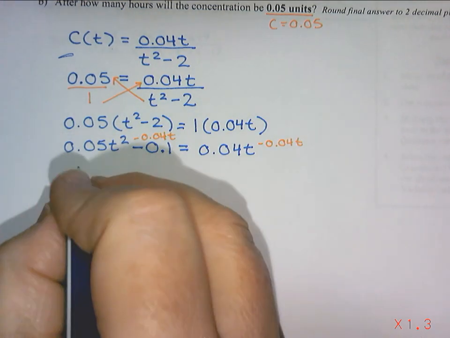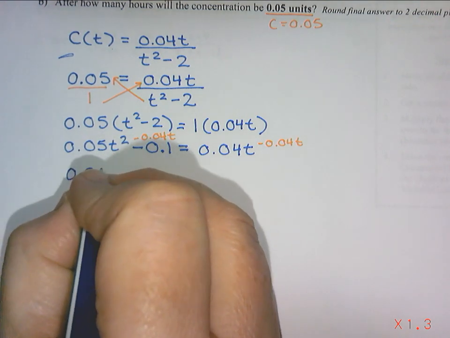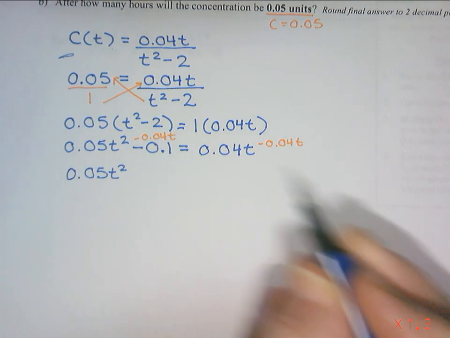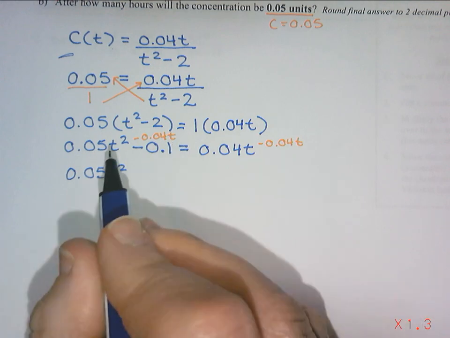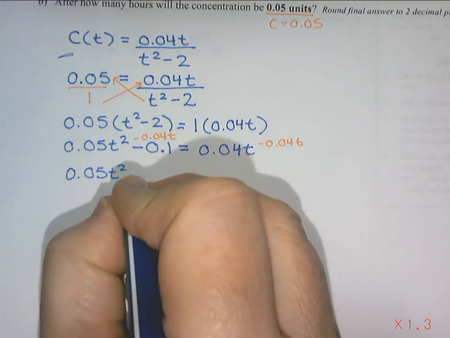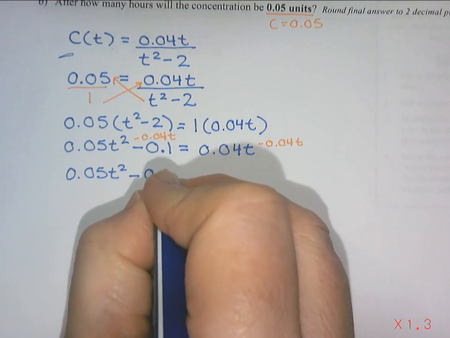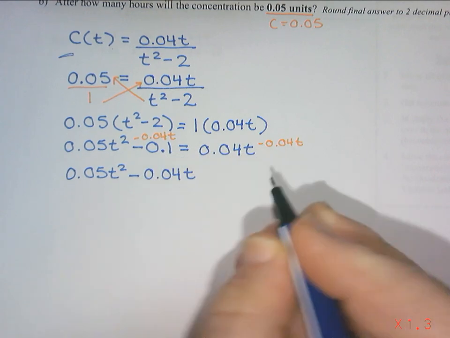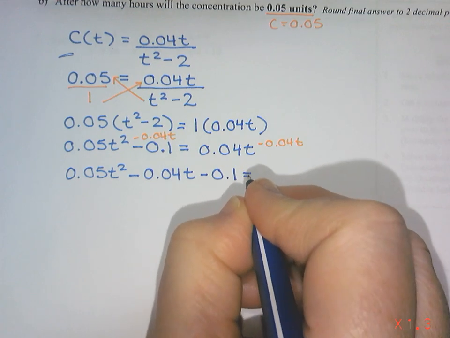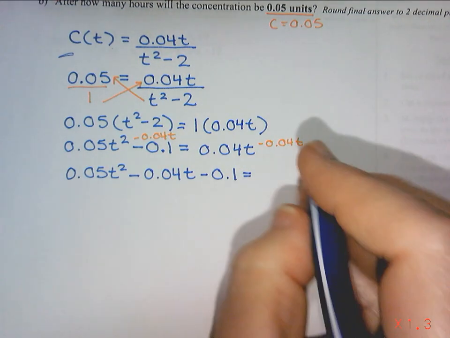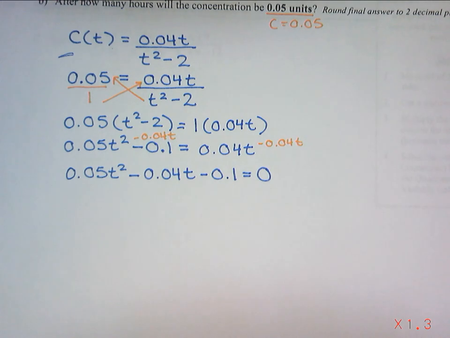Okay, 0.05 t squared, it's the only t squared we have. The 0.04t that we are subtracting from the other side, there are no like terms to put it with, so I'm going to go minus 0.04t, and then I have negative 0.1, which also doesn't have any like term friends, and then on the other side we've taken everything away, so it just equals 0.